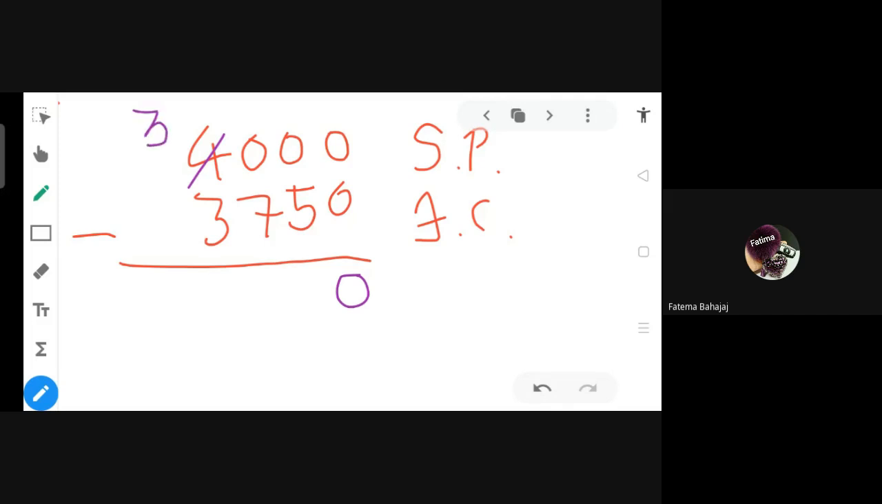Then we have to give 1 to this, no? Now it is 10. But again, we have to borrow for this, so again we have to cut this. And what is before 10? 9. Then again, we have to give 1 to this. Now 10 minus 5 is 5. Then 9 minus 7? 2.